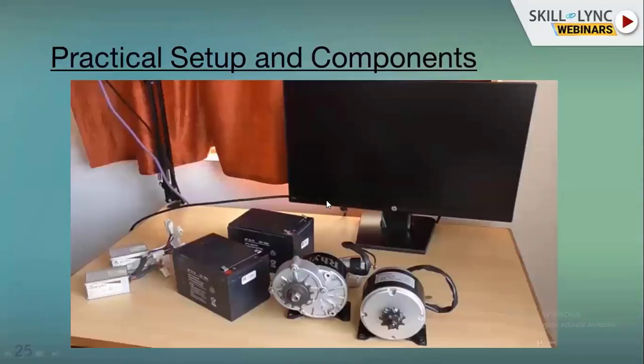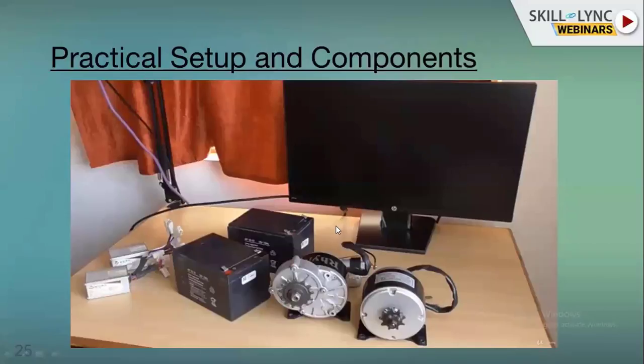So the point here is the practical setup and its components. These are DC-DC converters. I bought this and kept it on my table. Actually, I don't have it now, but anyhow, this is what we have. I've taken the picture. These are the DC-DC converters. These are two batteries. These two are motors, and there is one throttle hidden behind the motor. Throttle means variable resistor.